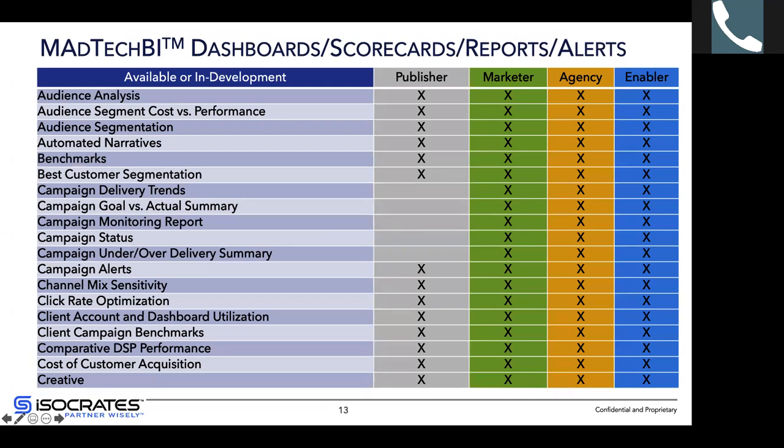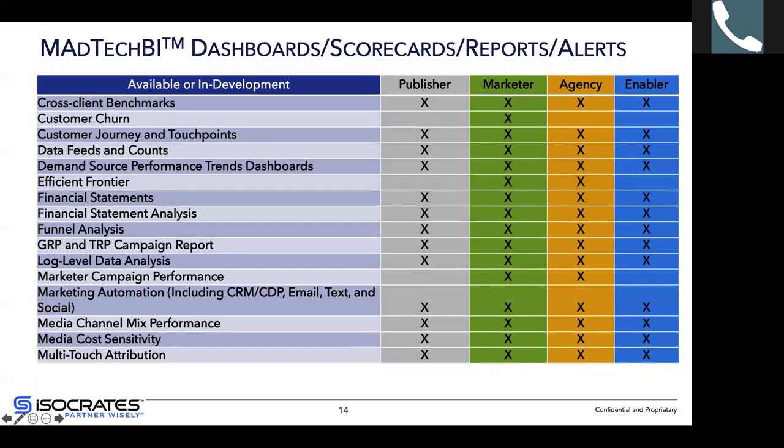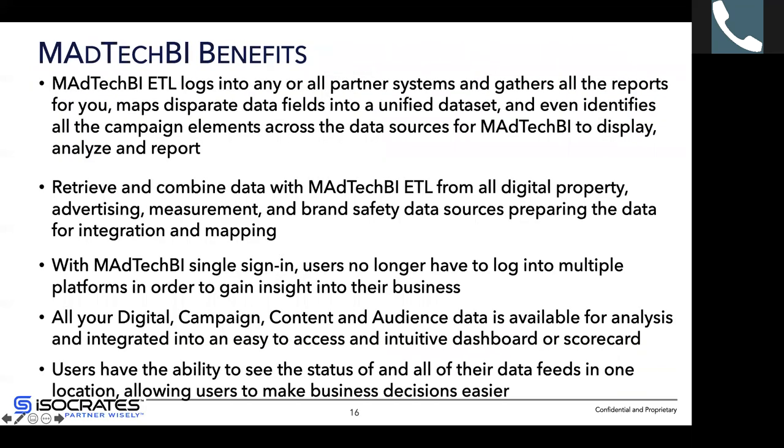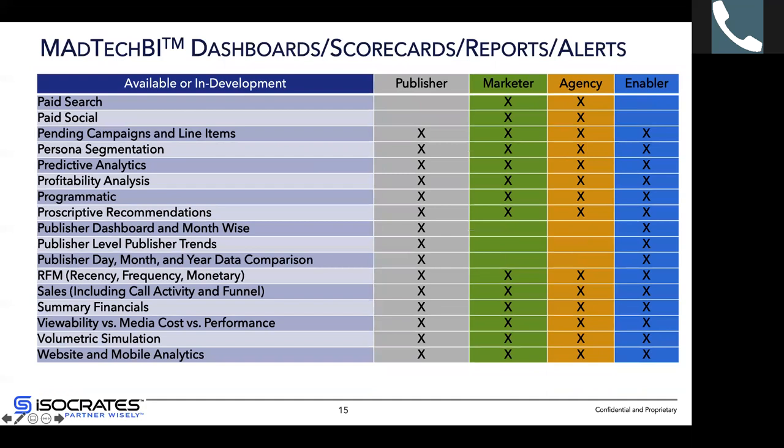We mentioned pre-built dashboards and scorecards, reports, alerts. These are some of what we've already built and that are in development currently, and you can see how they're broken out by their relative interest, whether you're a publisher, marketer, an agency, or an enabler. And again, an enabler for us would be someone that might be a data or tech company, as an example. There are quite a few different capabilities that are currently completed and others that are in development. You can see in the next few slides. Some of these are extremely involved and others are more straightforward, but all of them are customizable.